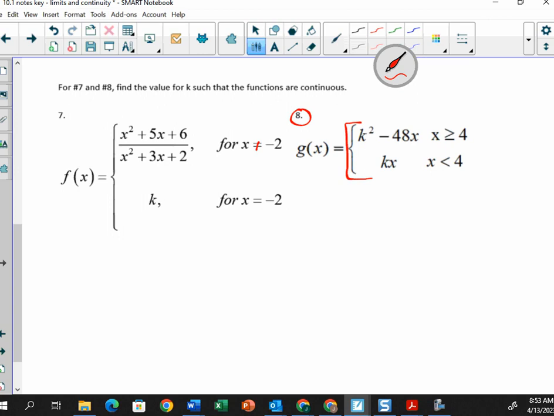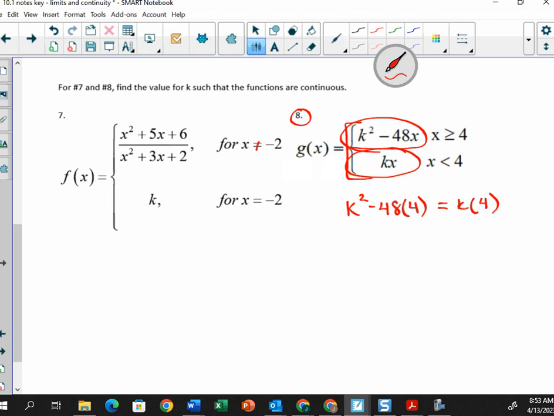What has to be true about these two pieces of my equation? So they're going to equal each other at what x value? Yes. So I'm going to say k squared minus 48 times 4 has to equal k times 4. So you set the two pieces equal, but you plug in the x value because we're talking about this specific x value.